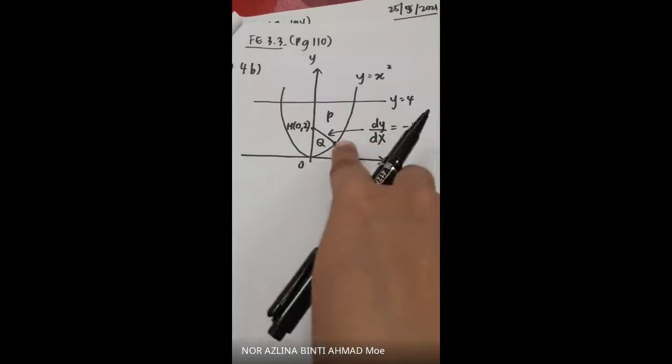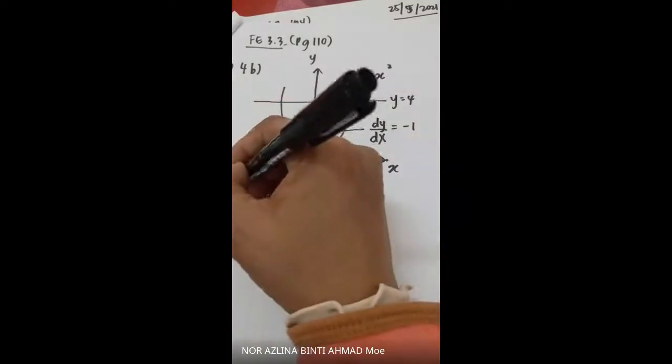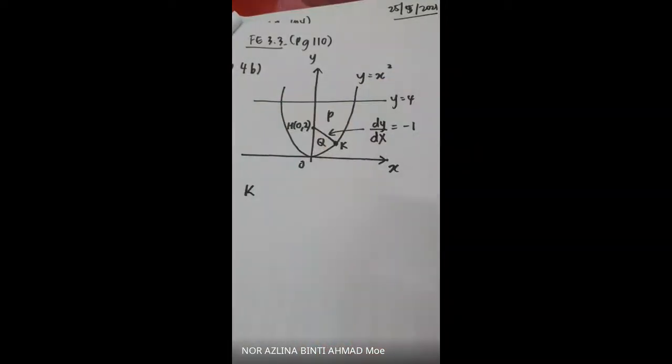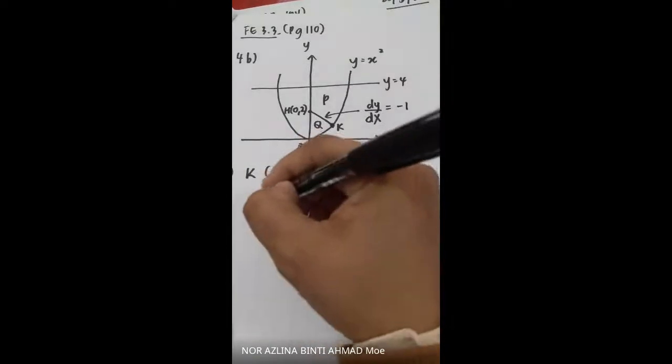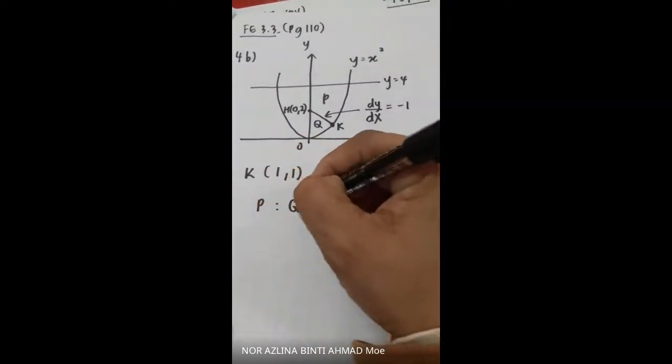The coordinate of K for A. What is the value of K? What is the answer for K? 1, 1. Okay, 1, 1. Now the ratio of area P to area Q. So question B, the ratio P to Q.